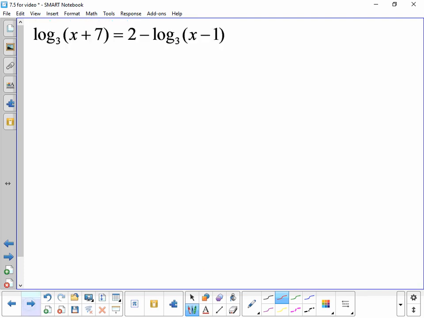Okay. We're going to do a couple more that involve condensing, and these are difficult. Stick with me. I know you can handle it. You'll be fine, but they are difficult for sure.